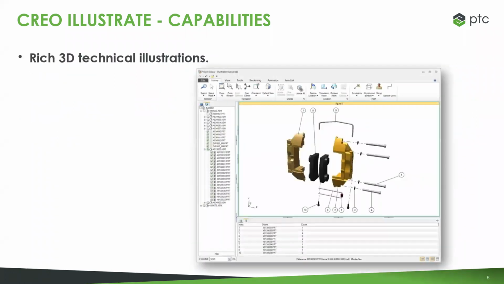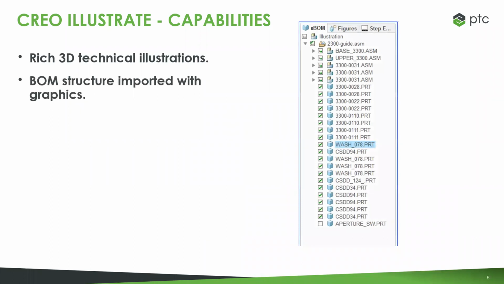And the results that you're going to get from this is very rich 2D and 3D technical illustrations. And it's not all just lines and arcs. We can actually import the full bill of material structure, full control over the graphics. We can translate pieces, move things around, rotate components. It's very easy to control all that from the bill of materials or just right from the visual window.